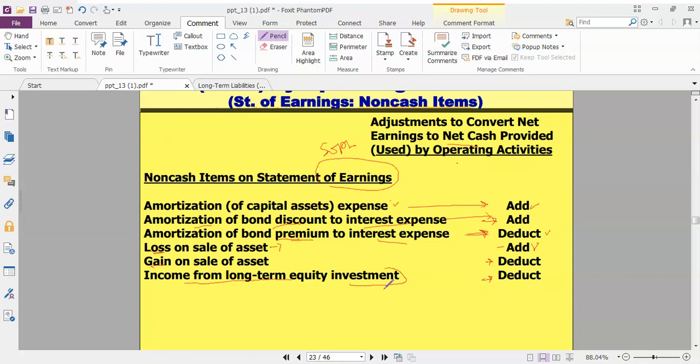Okay, non-cash items in the SOPL. When there is revenue, you should deduct. When there are expenses, you should add on. Okay?